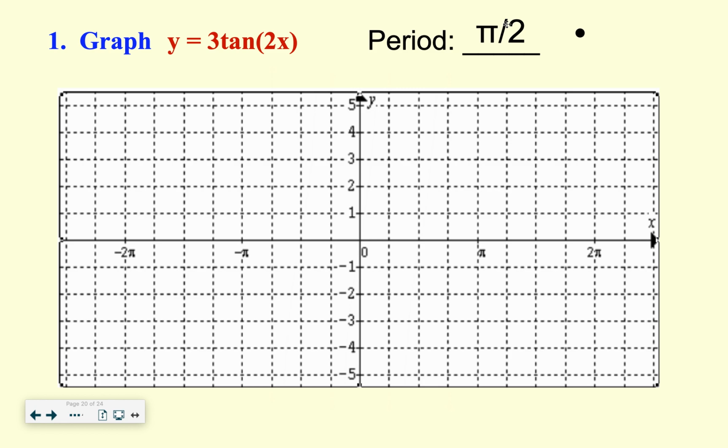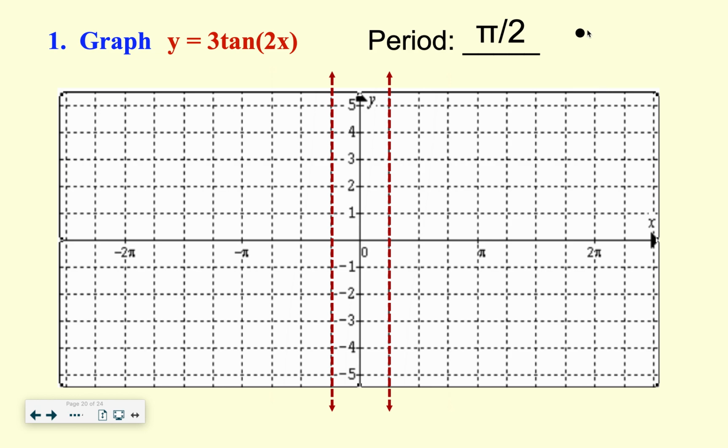Now you've got to stop yourself and think about tangent graphs. Where's tangent undefined? Tangent's undefined at pi over 2. So normally the period length is pi, so from negative pi over 2 to positive pi over 2 is my tangent cycle. Now my period length is cut in half, and there's no shifts, so my asymptotes are going to be from negative pi over 4 to positive pi over 4. So that tangent cycle is going to get really, really narrow.